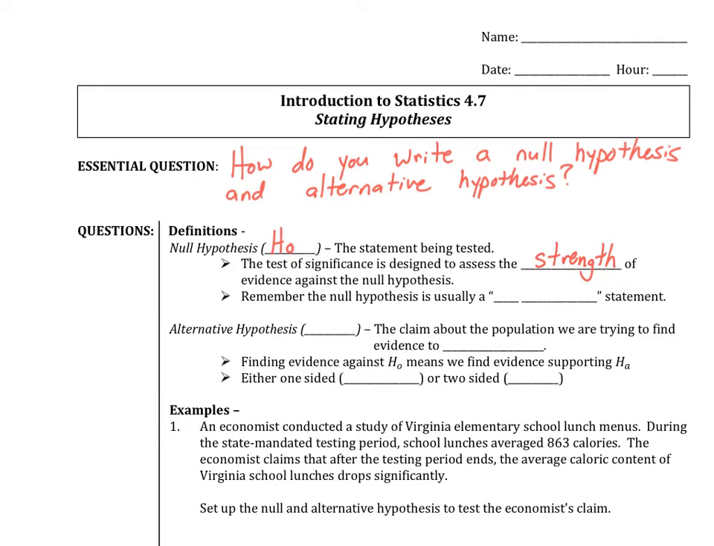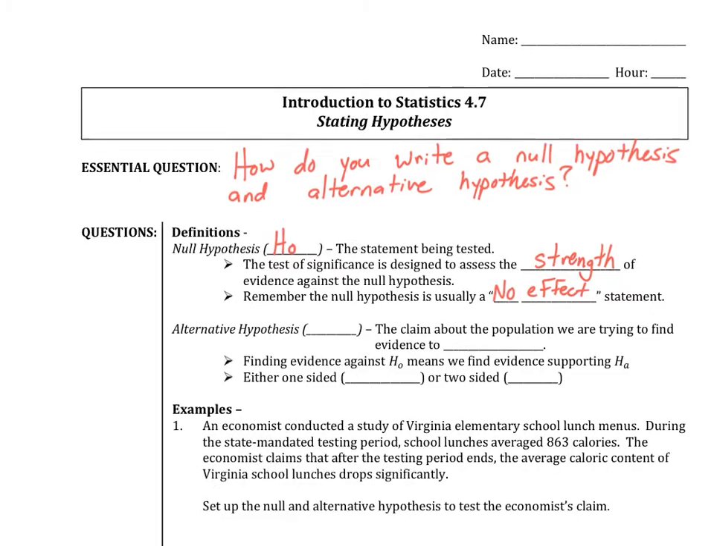So basically, a null hypothesis is someone tells you that the average height of high school kids is 5'10". Then you can test that null hypothesis by doing some studies and saying whether or not that is a good estimate of the height or a bad estimate, or how strong or how weak that is. And remember, the null hypothesis is usually a no effect statement. And we'll get into more of that later.